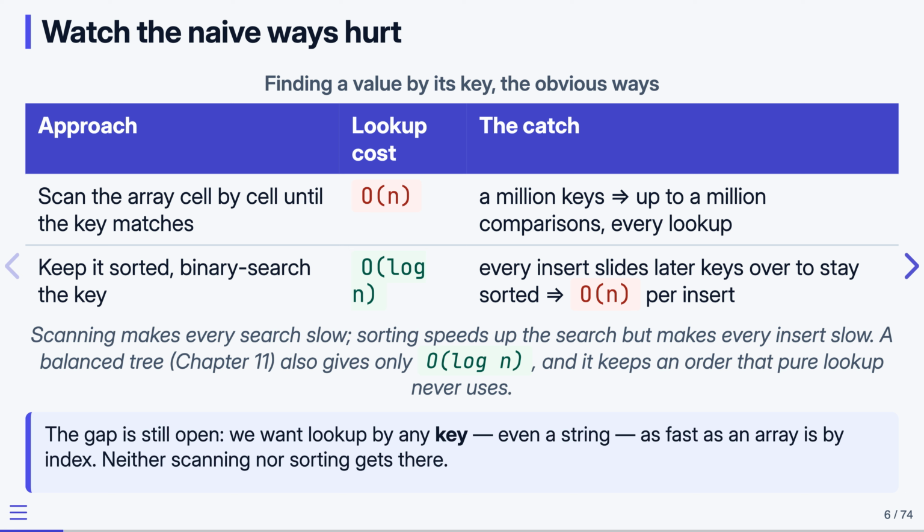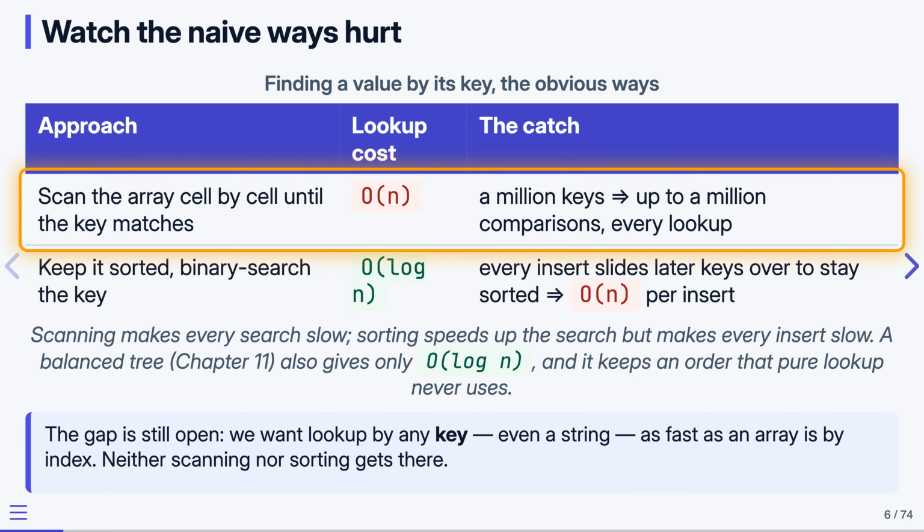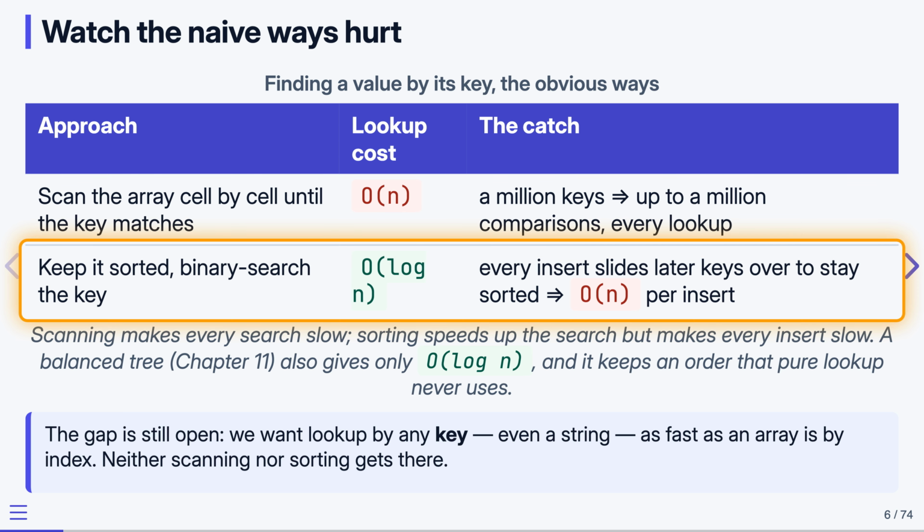Let's try the obvious ways to find a value by its key. Both of them hurt. The first way is to scan the array, cell by cell, until the key matches. That costs big O of n. With 1,000,000 keys, one lookup can take up to 1,000,000 comparisons, on every lookup. The second way is to keep the array sorted, then binary search the key. The search is fast, big O of log n, but every insert slides the later keys over to stay sorted. So each insert costs big O of n.